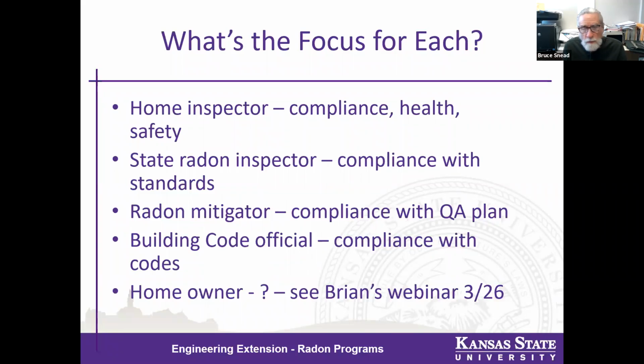State radon inspectors would look for compliance with standards. Is the discharge properly located? Does the pipe slope to allow condensation to drain? Is there a U-tube manometer or performance indicator? And other issues. The radon mitigator is going to look for compliance with their own quality assurance plan, and radon mitigators should have their mitigation quality assurance plan that describes what they do, what standard they are installing to, and how they verify and assess that.